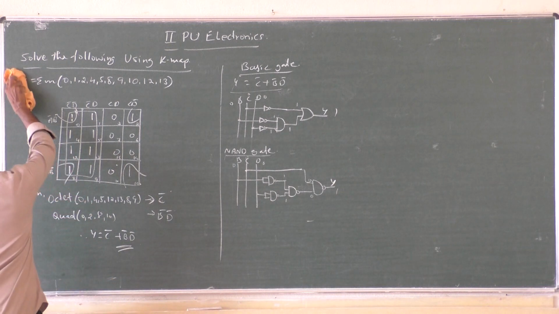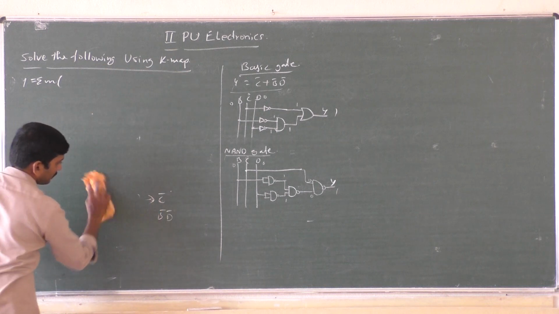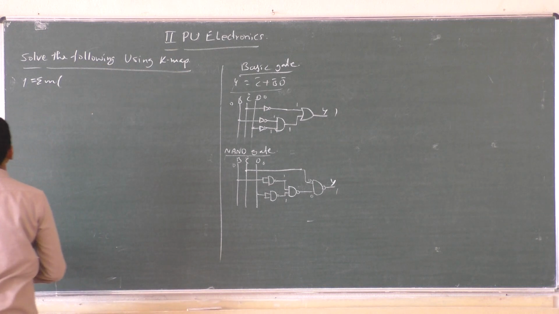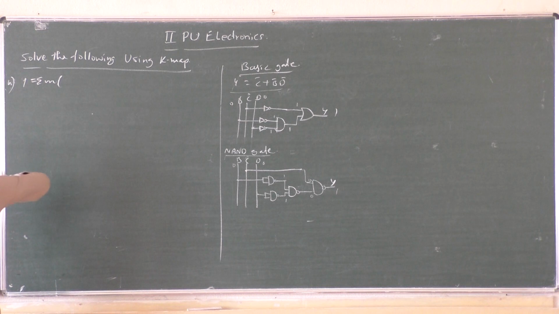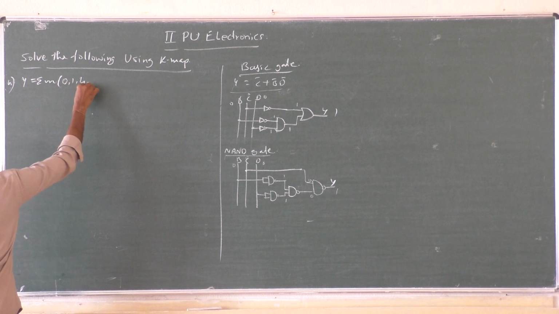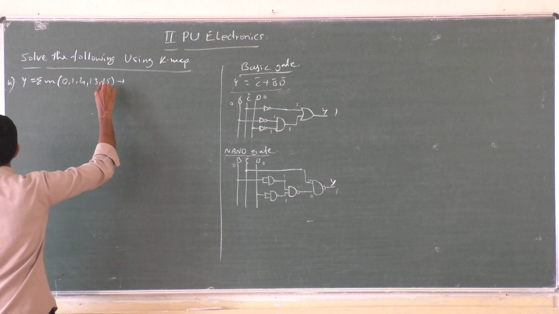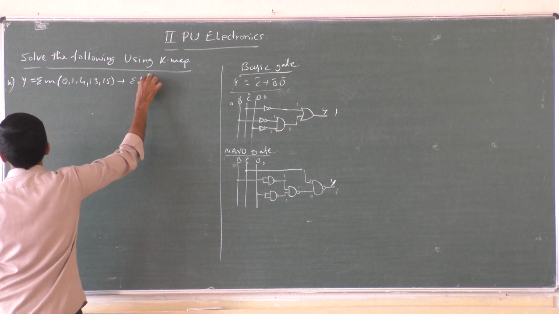Okay, the third is done. Fourth problem. Y equals sigma m of 0, 1, 4, 13, 15 plus sigma d of 2, 5, 7.